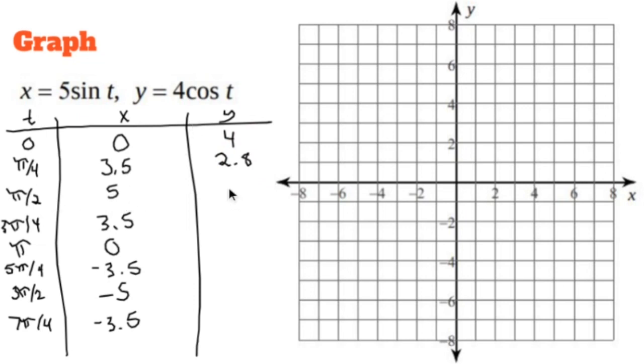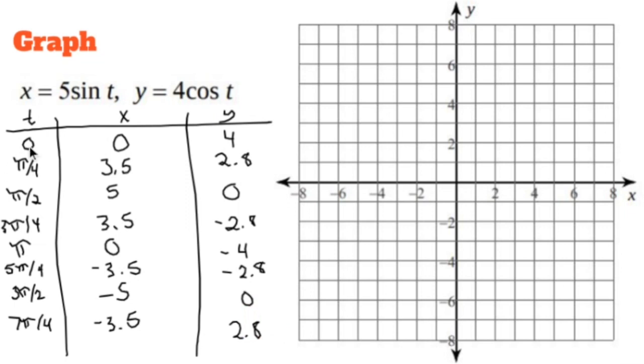Cosine of pi over 2 is 0, so 4 times it is also 0. When I plug in 3 pi over 4, multiply it by 4, I get negative 2.8. When I plug in pi, I get negative 1. 4 times that is negative 4. When I plug this in, multiply it by 4, I get negative 2.8. Plug in 3 pi over 2, I get 0. And when I plug in 7 pi over 4, I get 2.8. Gross. All right. Let's graph these.